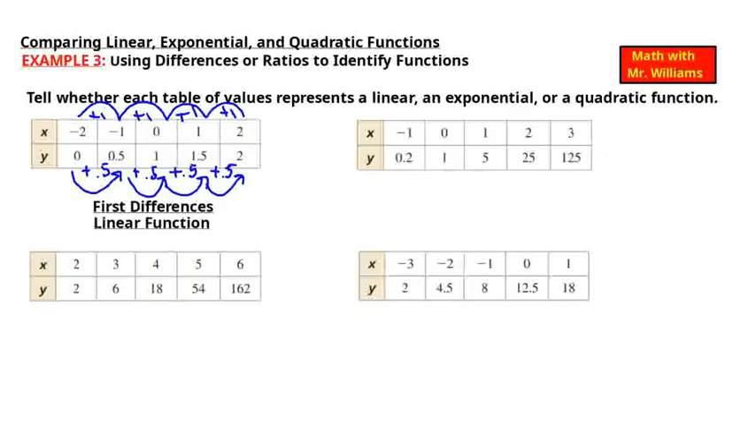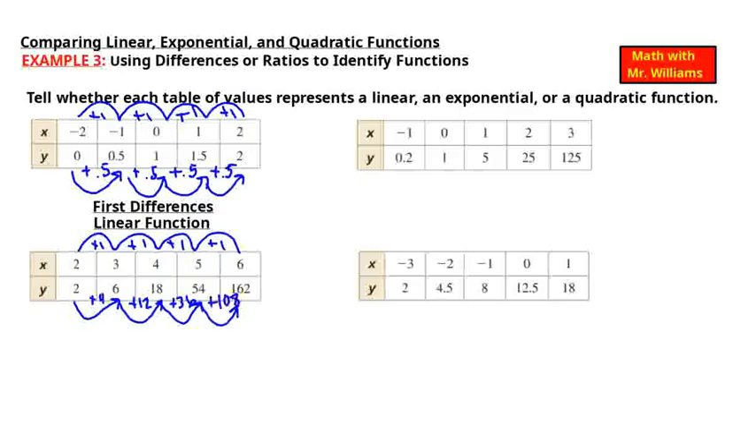All right, let's go down to the one below it. So we check to see about the x values, if they're increasing by 1. Looks like they are. 2 plus 1 is 3, and so on. All right, so we look at our y values. We see 2 to get to 6, we're adding 4. From 6 to 18, looks like we are adding 12. From 18 up to 54, we're going to add 36. And from 54 up to 162, looks like we are going to add 108.